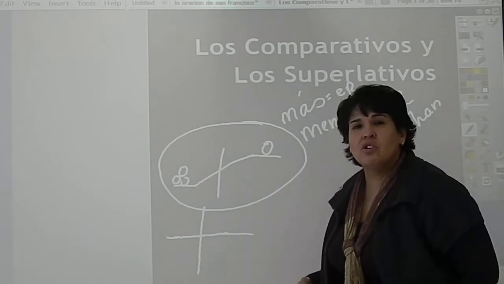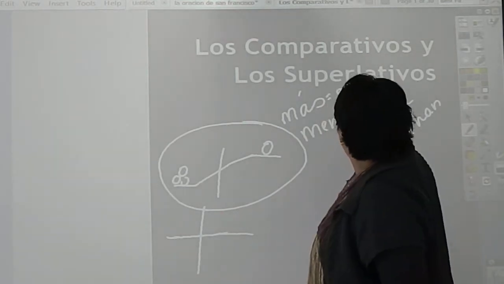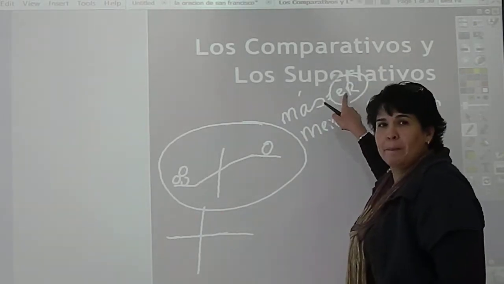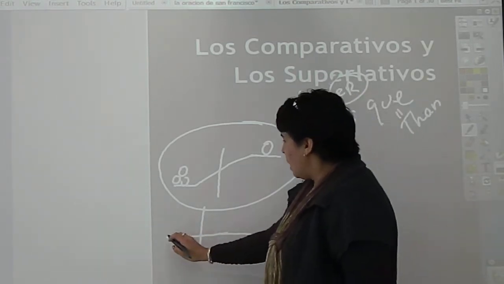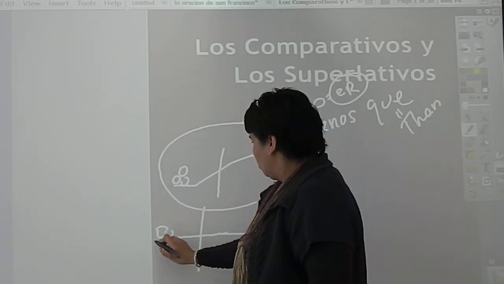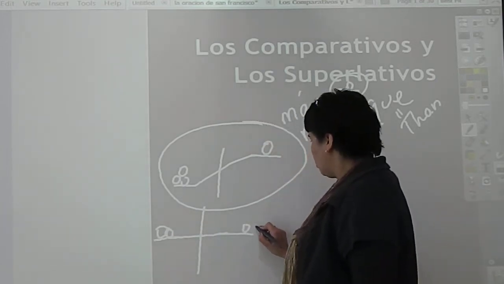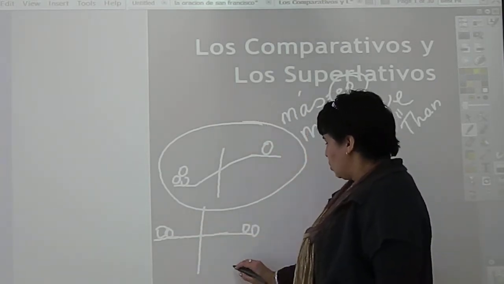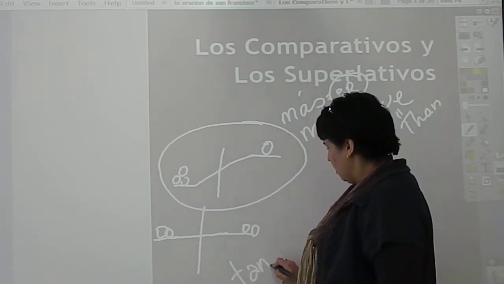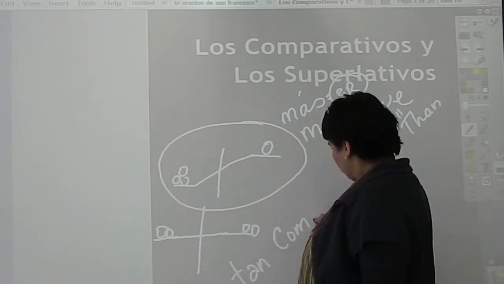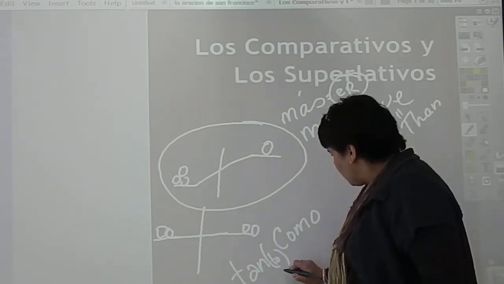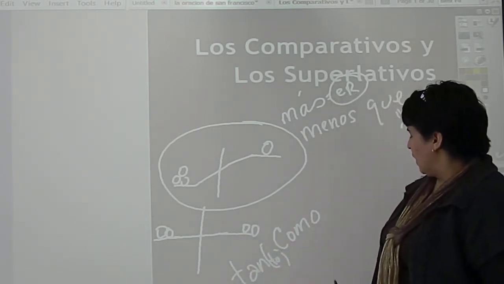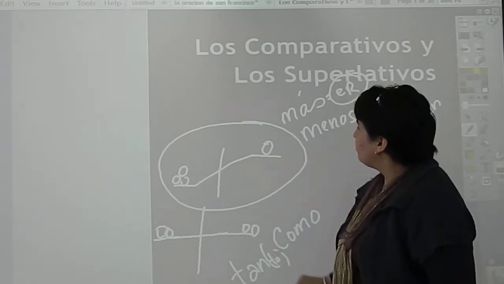In America, we don't use that very often. We tend to always make things bigger, smaller. Now, let's say both things are equal. In this case, we use tan... como. So we have, and I'll explain that later. Just put that down. I'll explain. It's a TO in parentheses.